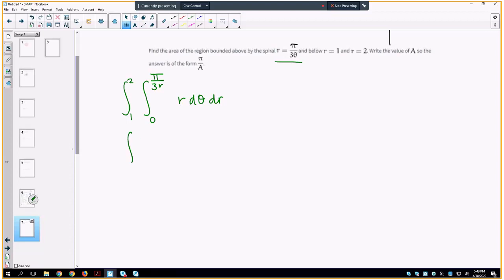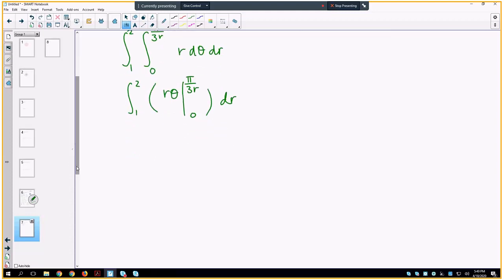So this will be integration 1 to 2. I'm first taking an antiderivative with respect to theta, so this is just r theta evaluated between 0 and pi over 3r. And then I'll take an antiderivative with respect to r. So I have integration 1 to 2. Plug in pi over 3r, I get pi over 3. If I plug in 0, I get 0. So that's my integration. Nice and simple, integration 1 to 2 of a constant with respect to r.